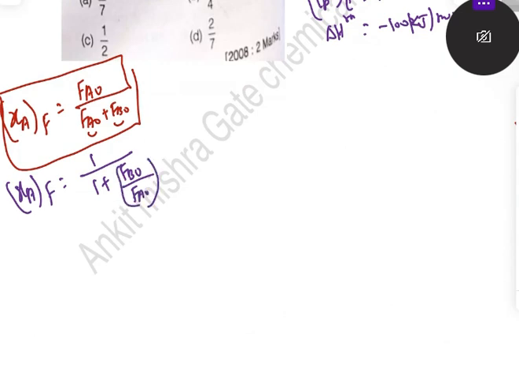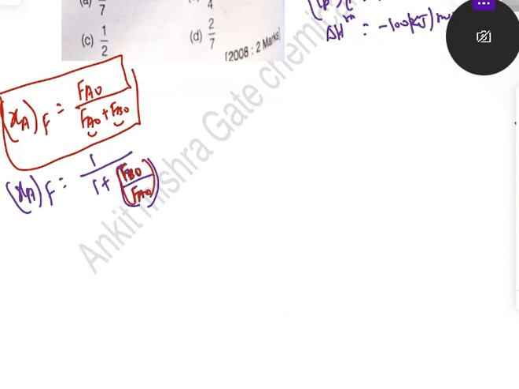If you are able to calculate the ratio, this can be written as XA feed equals 1 upon 1 plus FB naught divided by FA naught. So you are supposed to calculate only the ratio of FB naught divided by FA naught. If you have calculated this, then the question is very easy for you.